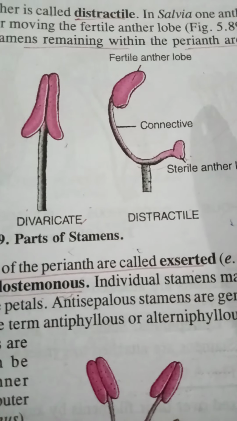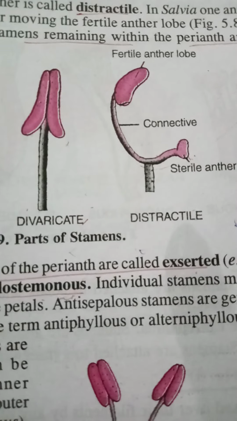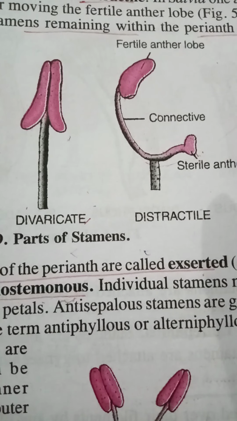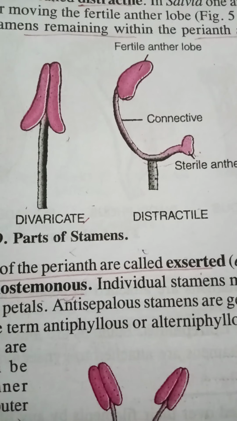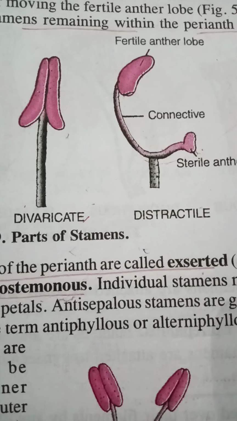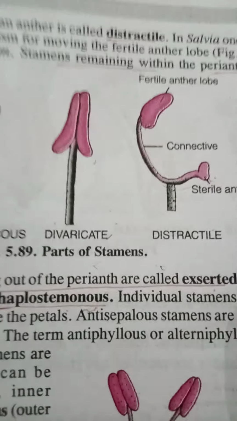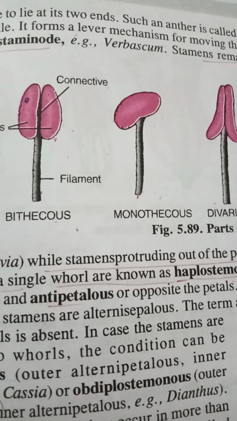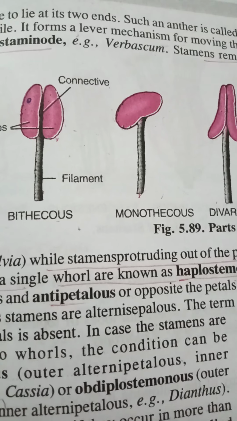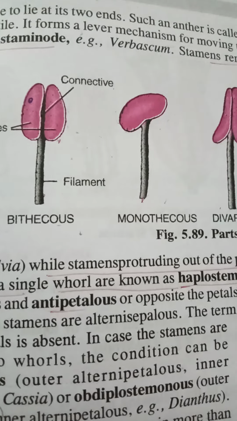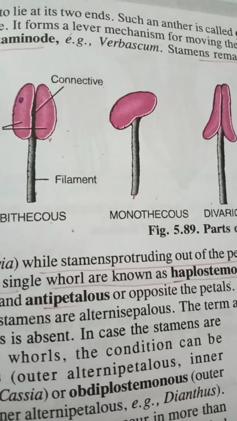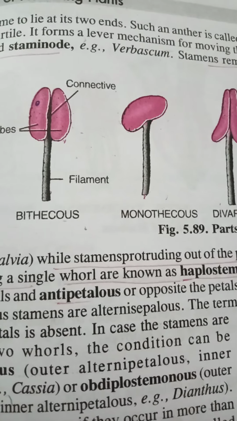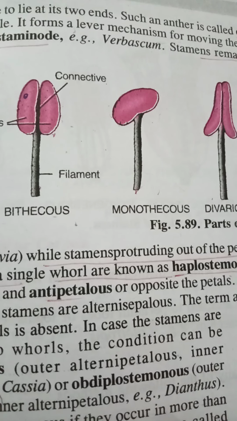Now if the stamens are fully sterile, then we call it a staminode. If the stamens remain inserted within the perianth, then we call it an inserted anther. If it protrudes out of the perianth, then exserted. If the stamens are lying opposite to the sepals, then it is known as antisepalous. If it is opposite to the petals, antipetalous.